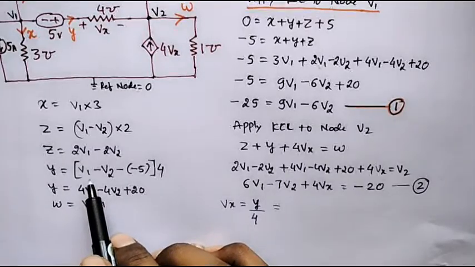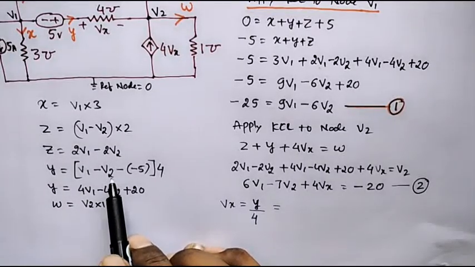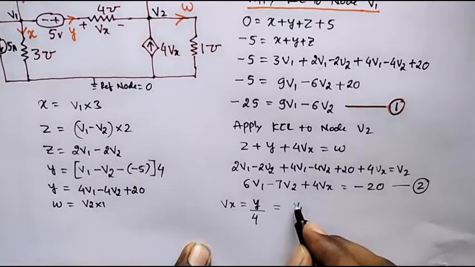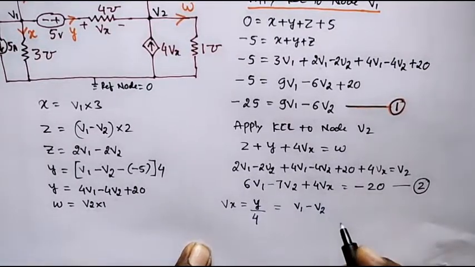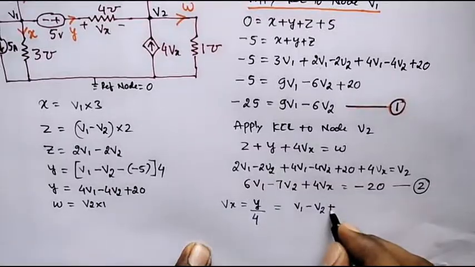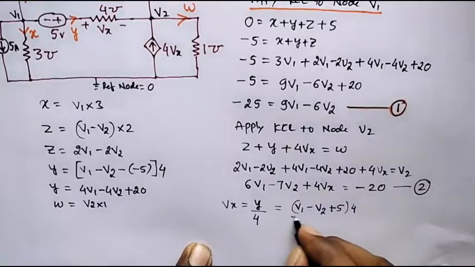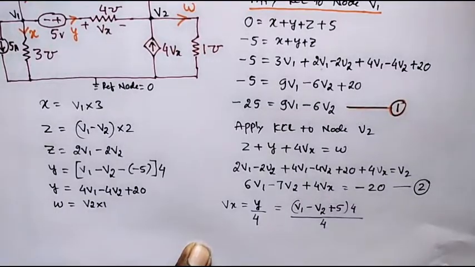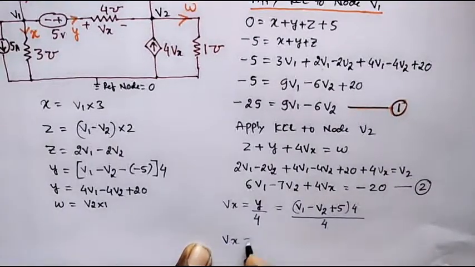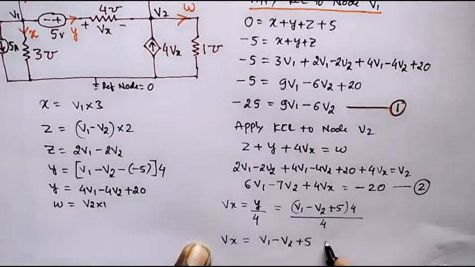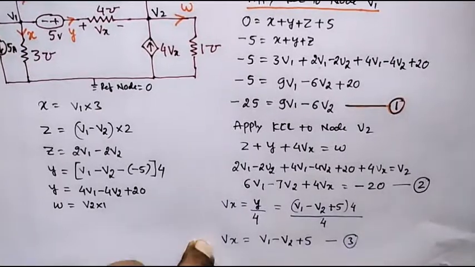So we know that Y value is V1 minus V2 plus 5, that is V1 minus V2 plus 5 multiplied by 4 whole divided by 4. Therefore Vx is equal to V1 minus V2 plus 5. We'll call it as equation number 3.